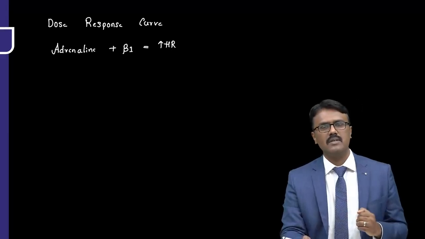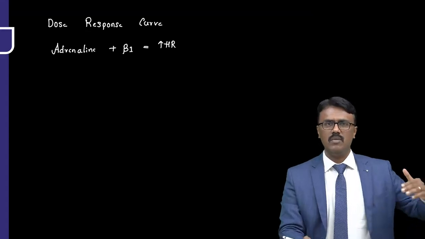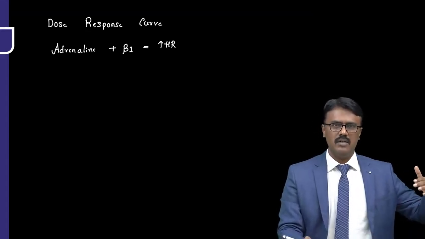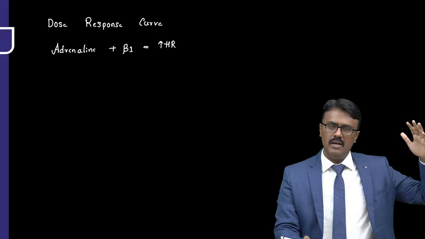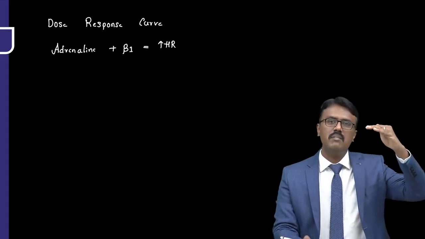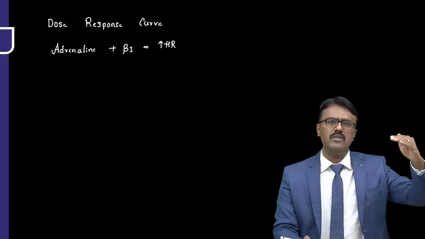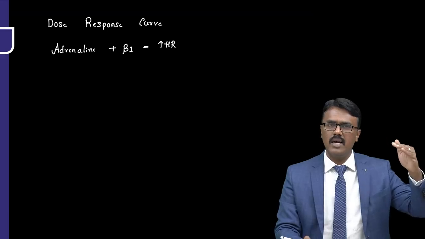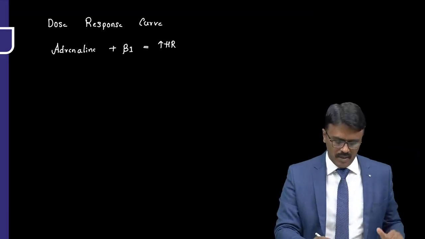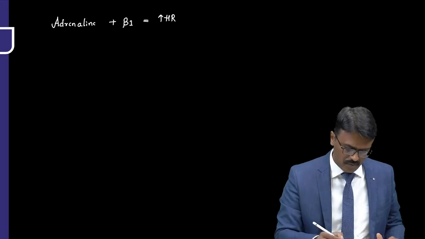I'll ask you a question. If I increase the dose of adrenaline more and more, will the heart rate become 100? Yes. 200? Yes. Will it become 300, 400, 1000, 2000? No. There is a point where the response becomes maximum. After that, whatever dose you increase, it will not go above that. So that is called the maximal response. So let me plot that graph and show it to you.